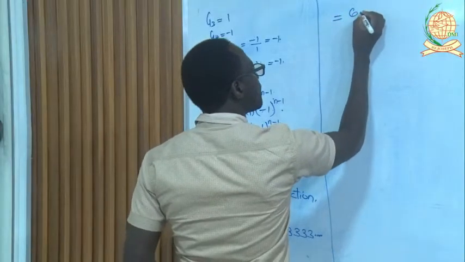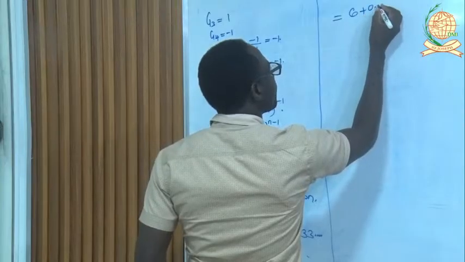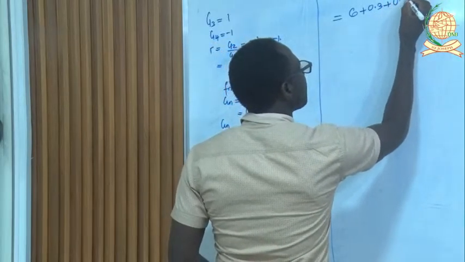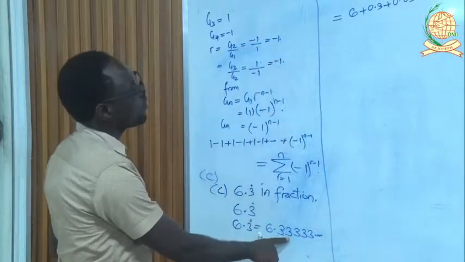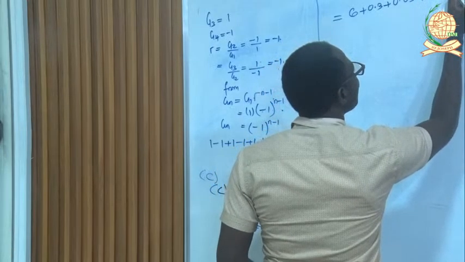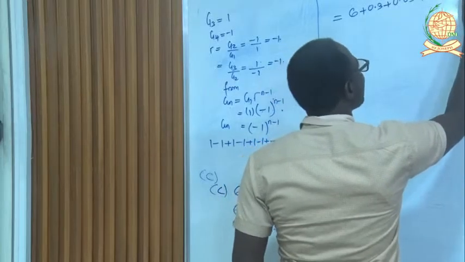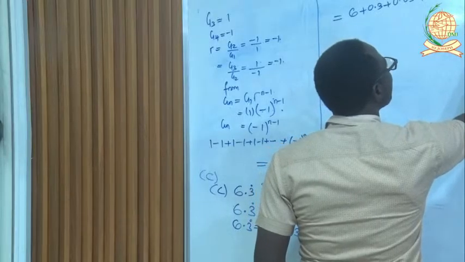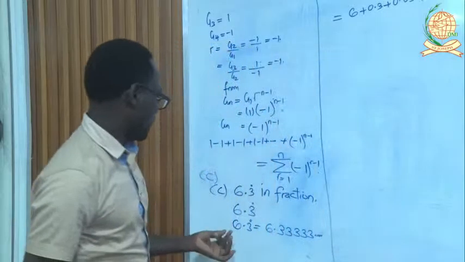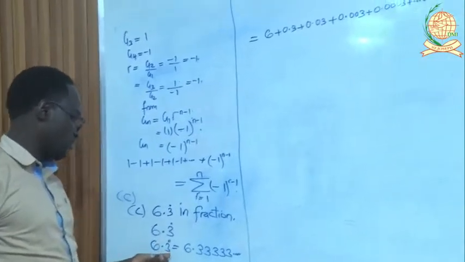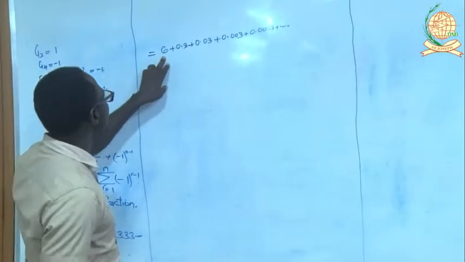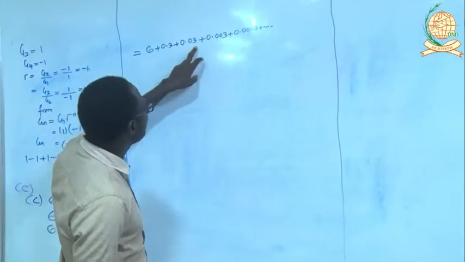6 plus 0.3, the first 3 after the point, plus 0.03, the second 3, plus 0.003, plus 0.0003, plus etc. So 6.3 repeated is the same as 6.33333, which is the same as 6 plus 0.3 plus 0.03 plus 0.003 plus 0.0003.